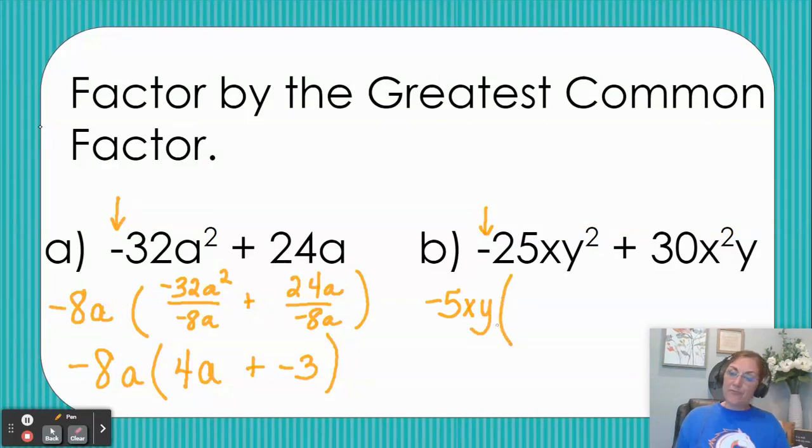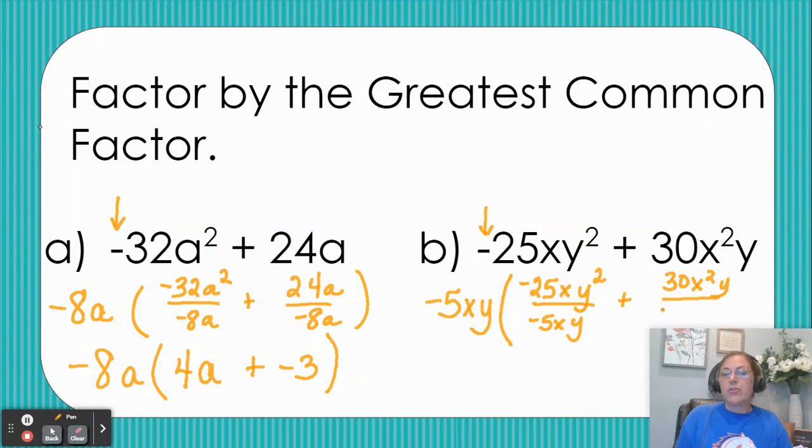So now we'll open a parentheses and we fill the parentheses with whatever we get when we divide by the greatest common factor. And we do that for both terms. So you'll notice that I'm dividing both of them by that greatest common factor. Let's see what we get.